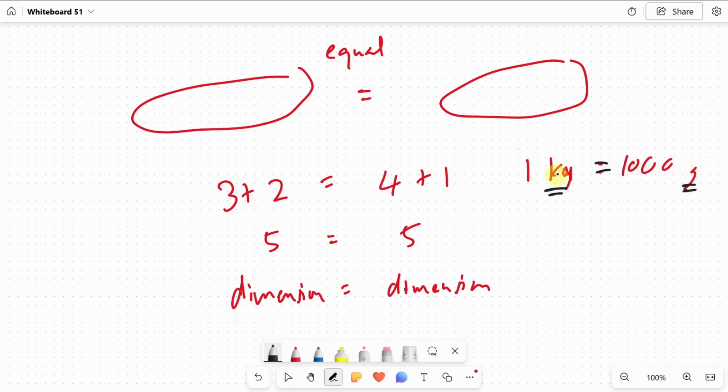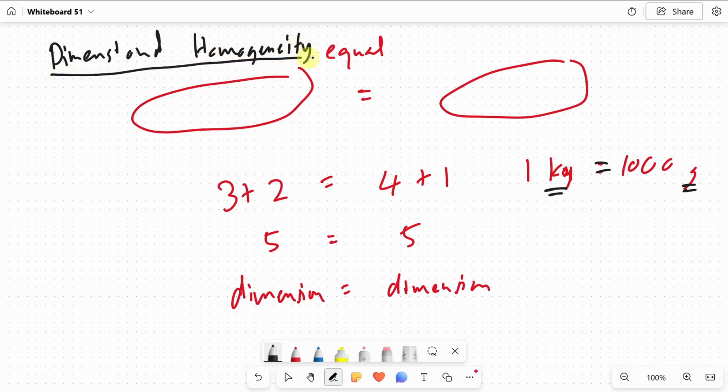So the unit does not need to be the same. But the dimension needs to be the same. And this is what we call dimensional homogeneity, right? Where the dimension on one side of an equation needs to be the same as the dimension on the other side. So usually in engineering equations we have many terms, not just one.